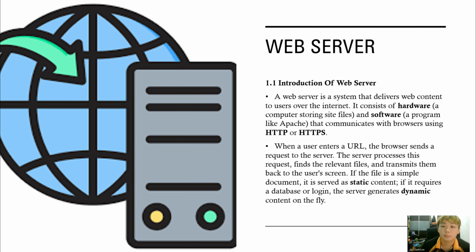To understand the process, think of a user entering a URL. That action prompts the browser to send a request to the server. The server then processes this request, locates the necessary files, and transmits them back to the user's screen. Depending on the request, the server provides either static content, like a simple document, or dynamic content, which is generated on the fly if a database or login is required.